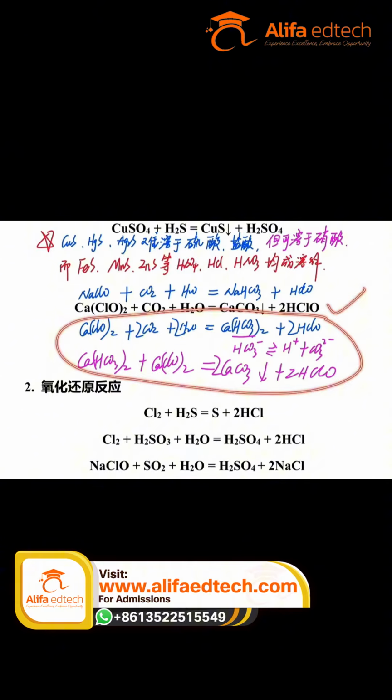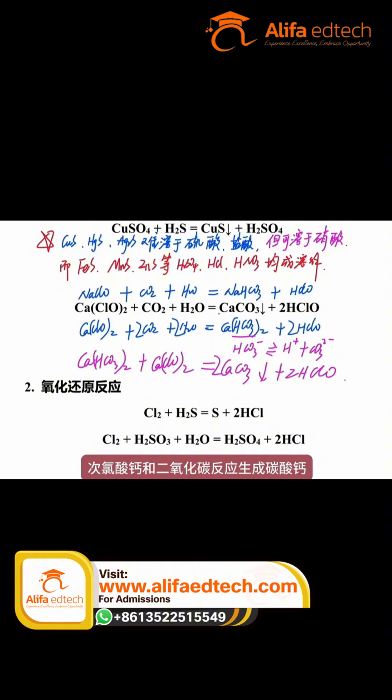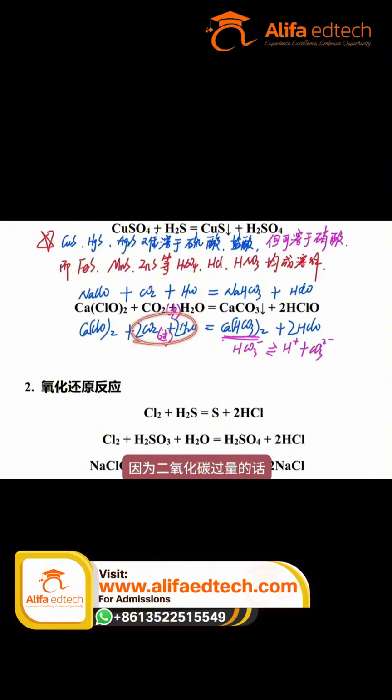It's important to note that in the reaction where calcium hypochlorite and carbon dioxide produce calcium carbonate, the carbon dioxide is the limiting reactant. If there's an excess of carbon dioxide, the product won't be calcium carbonate, but calcium bicarbonate. So this equation is for when carbon dioxide is the limiting reactant. If it's in excess, the subsequent reaction to form the precipitate won't happen, because if carbon dioxide is in excess, there will be a lot of carbonic acid in the solution. In this case, the hypochlorite ion will take a hydrogen ion from carbonic acid, not from the bicarbonate ion. This is because the acidity of carbonic acid is stronger than that of the bicarbonate ion, so carbonic acid gives up a hydrogen ion more easily.